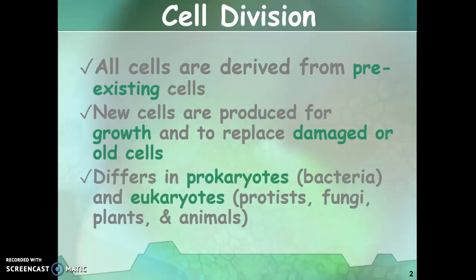We're also going to talk about cell division and how it differs in prokaryotes, which are bacteria, and you might remember that these were the cells that don't have a true nucleus, and the eukaryotes, which is all the other organisms like unicellular organisms like protists, fungi, plants, and animals.